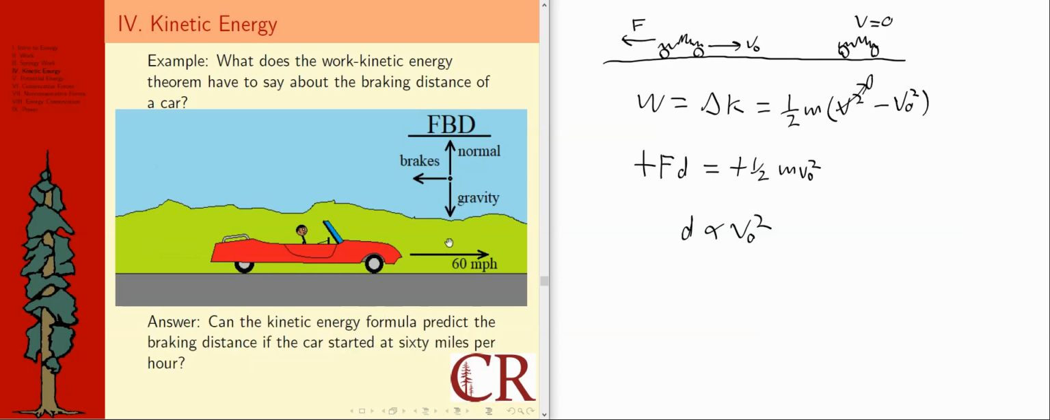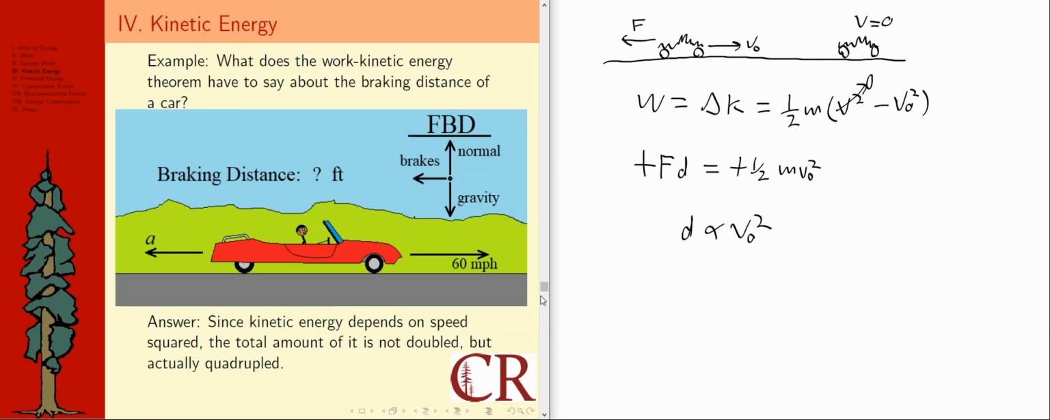But then what happens if it's going at 60 miles per hour? What can we predict based on this formula? We just saw 40 feet. Would it be just double that, 80 feet? Well, this says velocity squared, so what implication does that have? We're going to assume, again, the braking force is the same, and that implies the same amount of acceleration throughout the process. It says here, since kinetic energy depends on speed squared, because that's really where that speed squared came from, the total amount of it is not doubled, but is actually quadrupled. So this is taking that conceptual perspective that when I bring the car up to 60 miles per hour, I have quadrupled the amount of energy that it has.